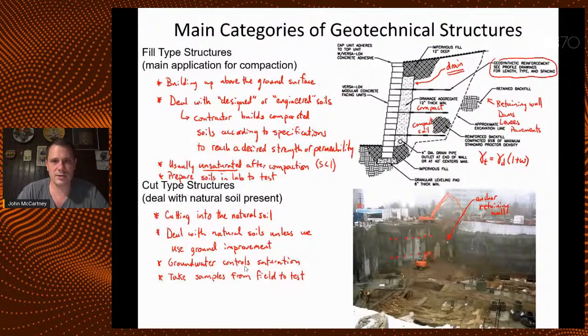I tried to emphasize the difference between fill type structures, where we're going to be having unsaturated materials and we want the soil to remain unsaturated throughout its lifetime, and then also the cut type structures, where the groundwater table is going to control the degree of saturation.